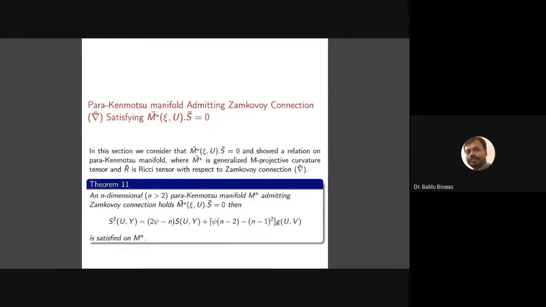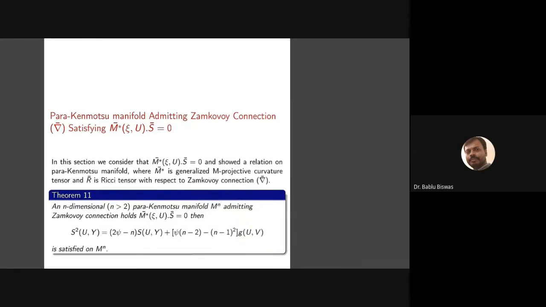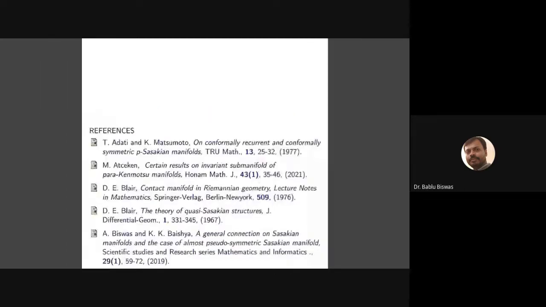Para-Kenmotsu manifold admitting Jamiaco connection del bar satisfying M bar star Xi u dot S star equal to 0. In this section, we considered that M bar star Xi u dot S star equal to 0 and showed a relation on para-Kenmotsu manifold where M bar star is the generalized M-projective curvature tensor and S bar is the Ricci tensor with respect to Jamiaco connection del bar. An n-dimensional, n greater than 2, para-Kenmotsu manifold Mn admitting Jamiaco connection holds M bar star Xi u dot S star equal to 0, then the given equation is satisfied on Mn, and references are there.